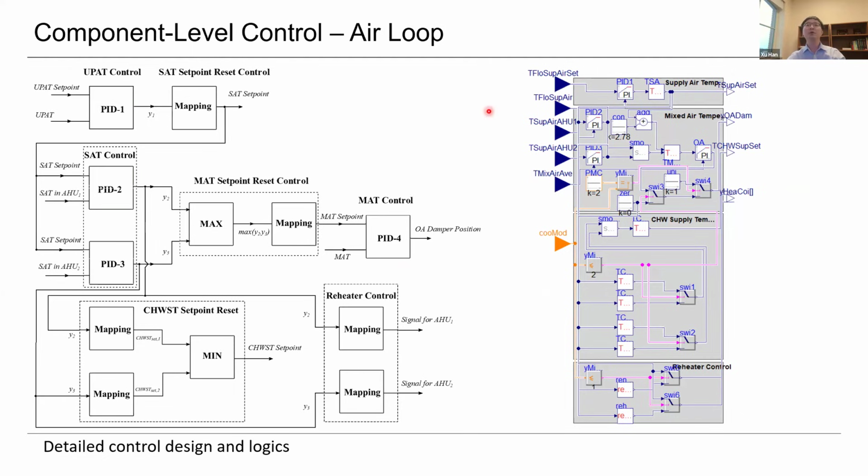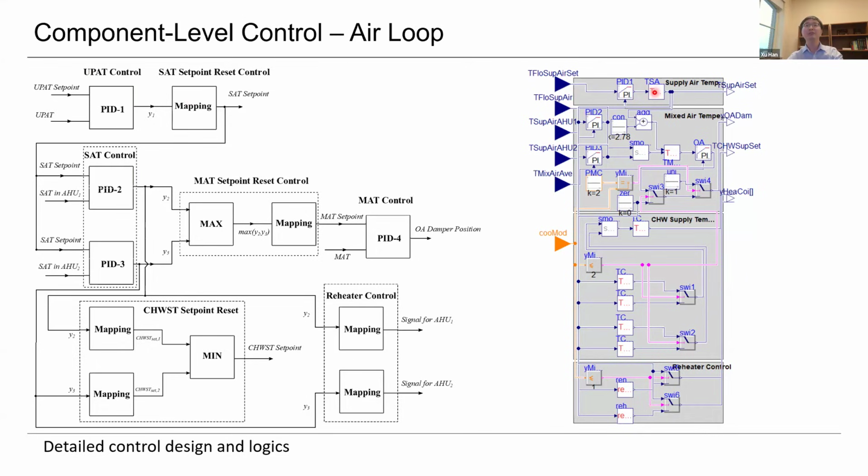If you look at it one by one, we can give you one example. So here, this is PID controller number 1. This is for the UPAT over here, right? It takes two signals. One is the set point, one is the actual measurement, okay? And then the control signal is fed into the mapping here.